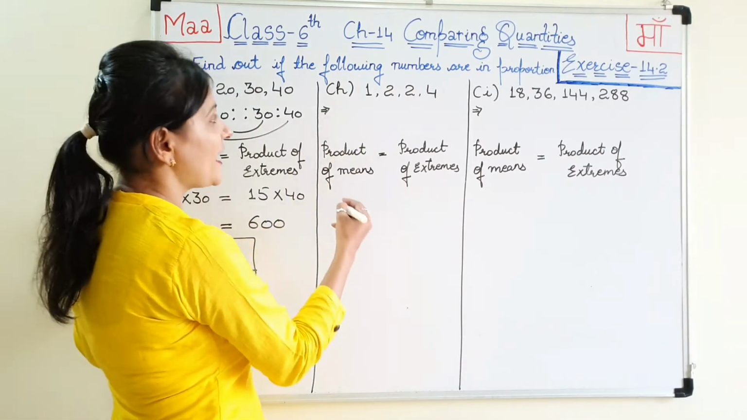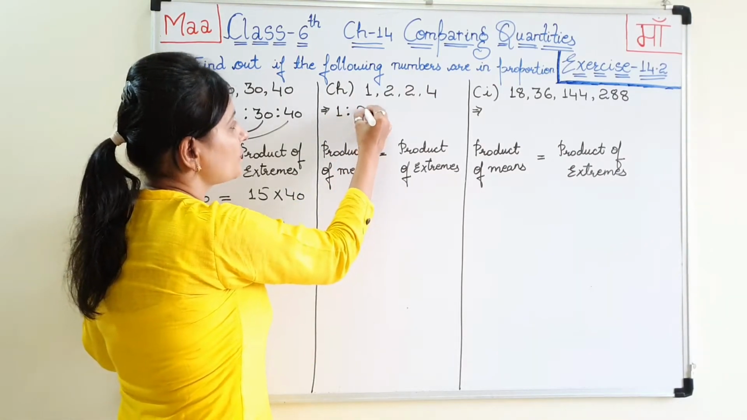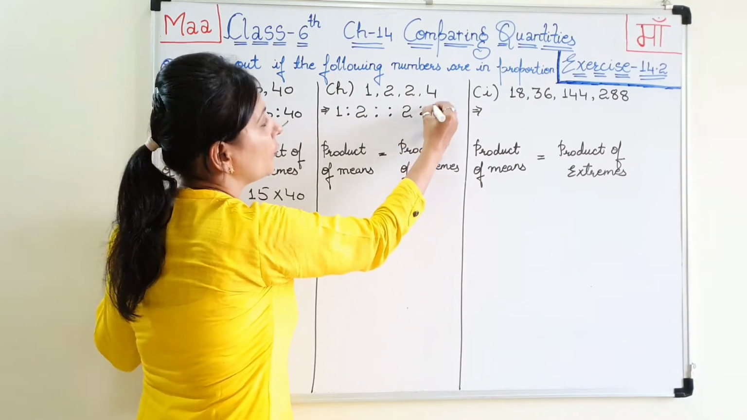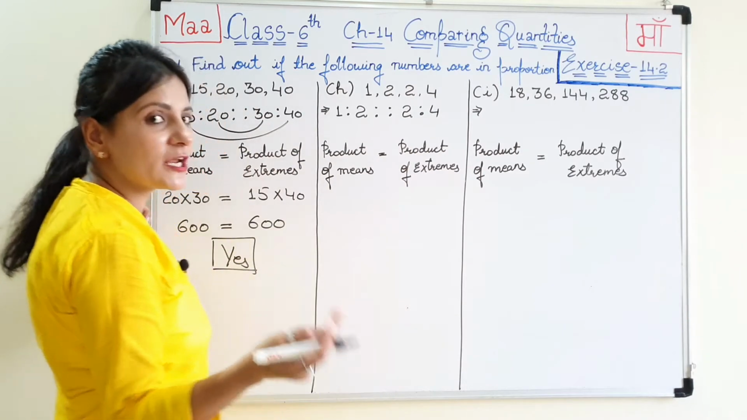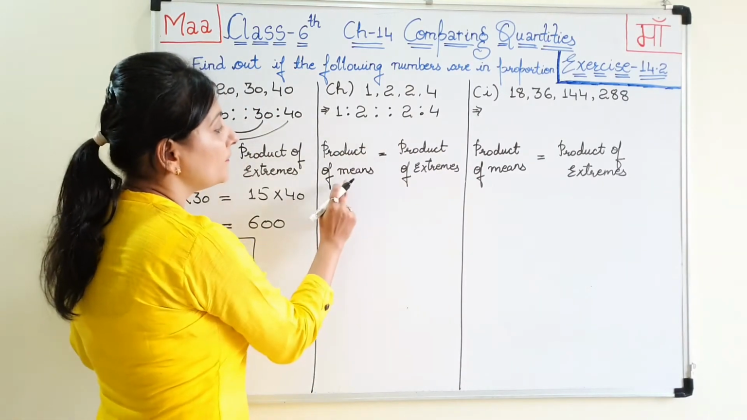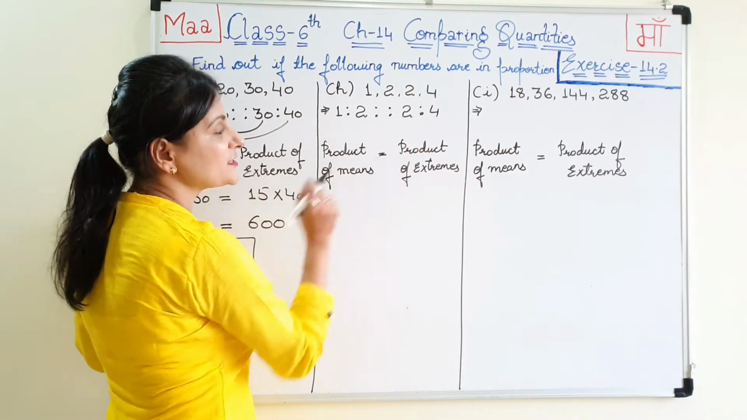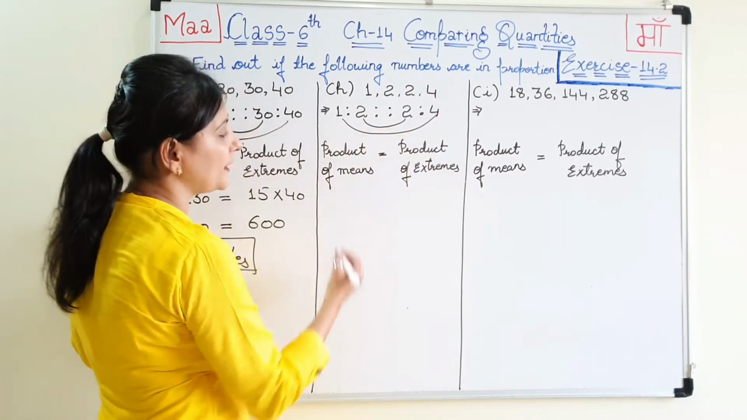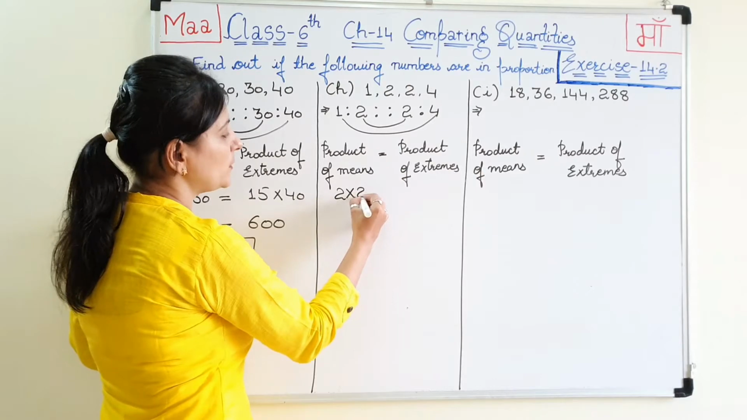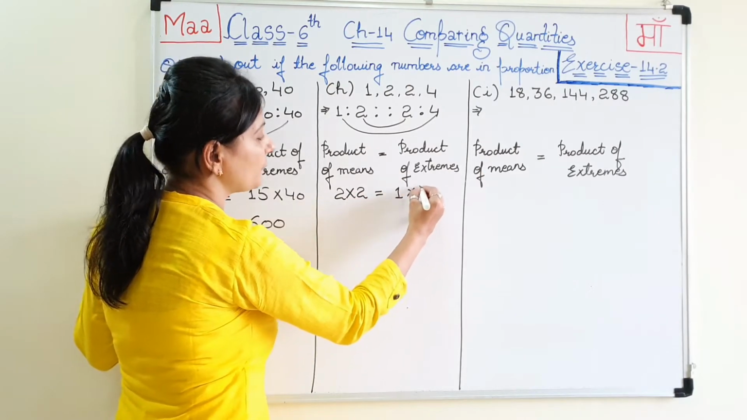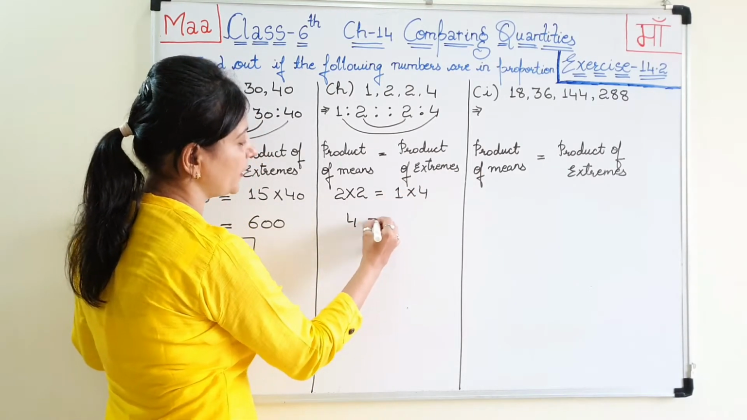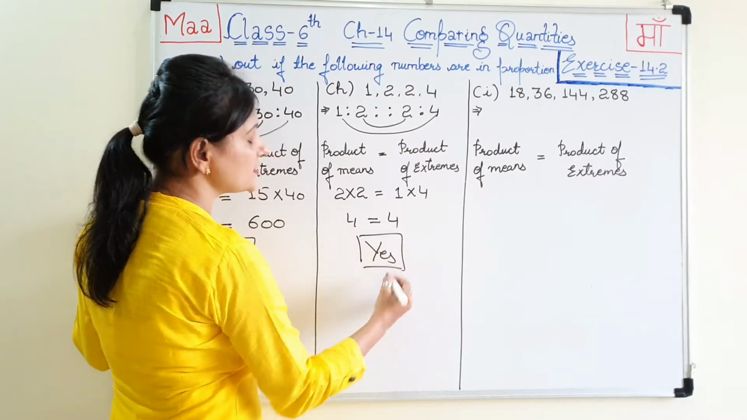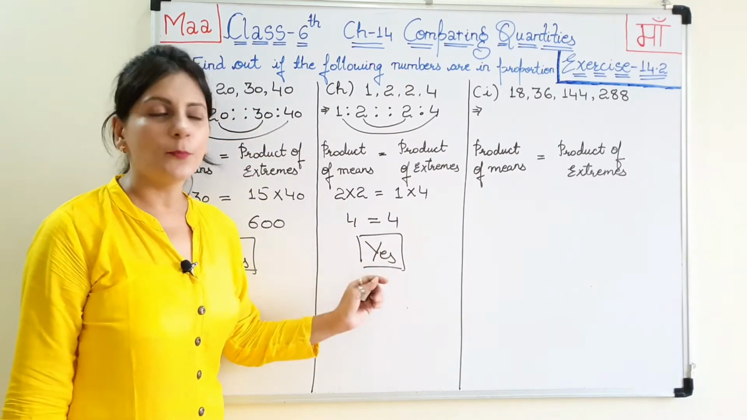Okay. Now H part, arrange it in the series of proportions. So 1:2, 4 dots, then 2:4. 4 dots means is proportionate to. Okay. Then you have to write product of means and product of extremes. So here means are 2 and 2 and the extremes are 1 and 4. So here 2 and 2 will be multiplied and on the other side 1 and 4 will be multiplied. So 2 2s are 4 and 4 1s are 4. So LHS is equal to RHS. That means yes, they are in proportion.